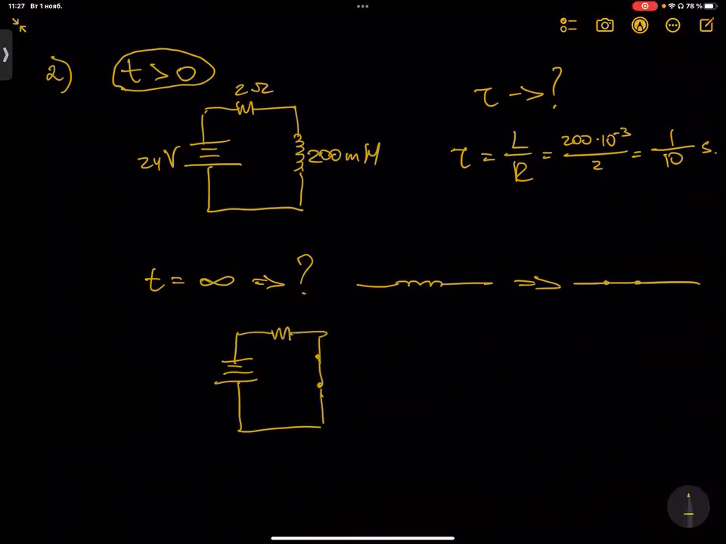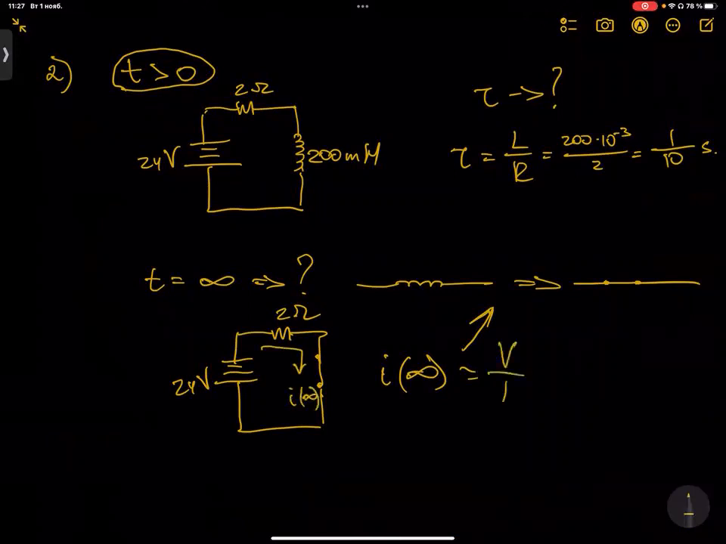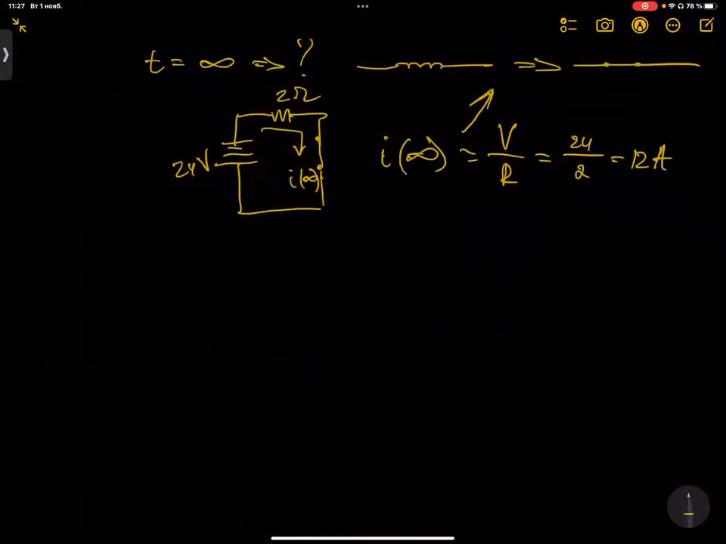Now we can find I infinite. Because at infinity this is a short circuit, I infinite equals, as we know from Ohm's law, V over R. Our V is 24 and our R is 2. So I infinite is 12A. So overall, what we have is i(t).